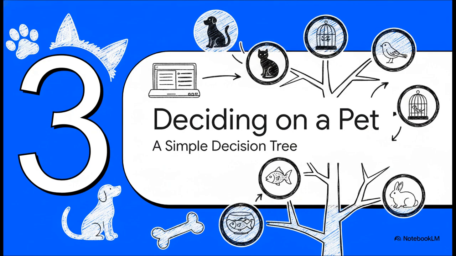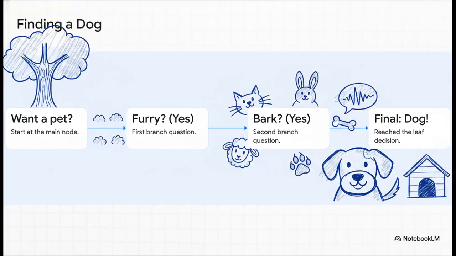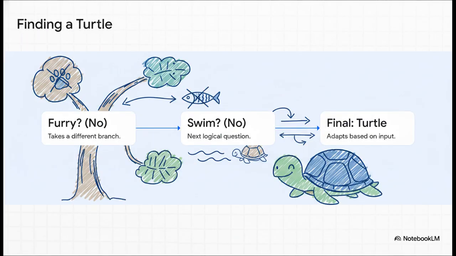Section 3. Example, deciding on a pet. Let's actually see how this builds a logical path with a fun example. Starting right at the top node, do you want a pet? Yep. So we head down the yes path. Next branch. Is it furry? Yes. Does it bark? Also yes. And there we are. We've reached our leaf, our final decision. A dog. As you can see, every single answer dynamically narrows the whole universe of possibilities down to one single verifiable conclusion. But let's take an alternate path to see how the structure adapts.